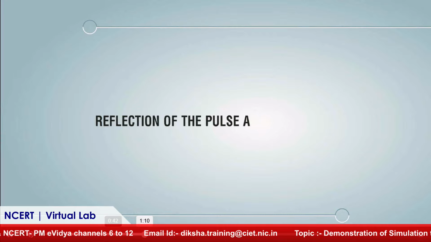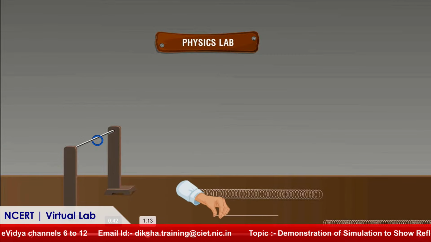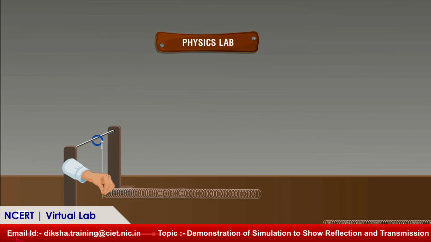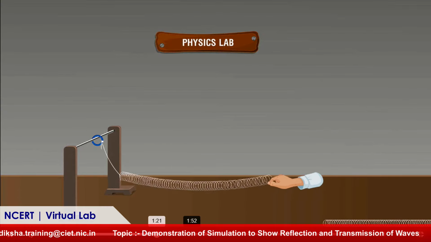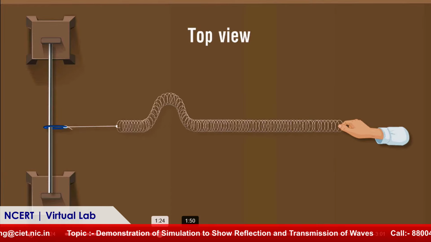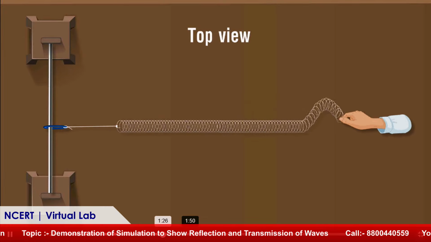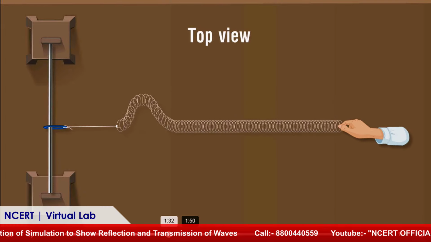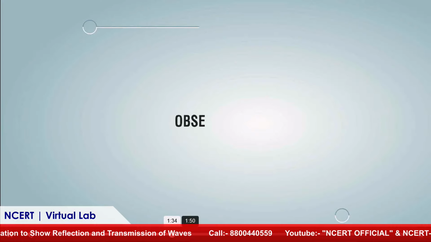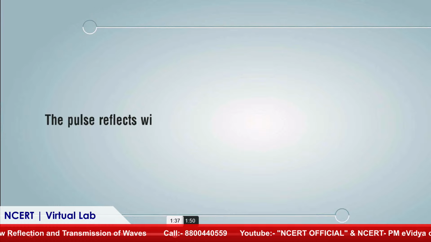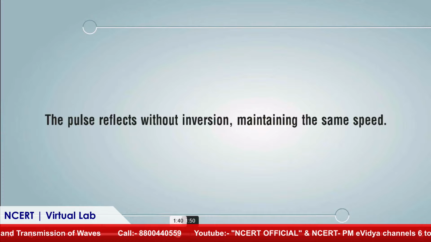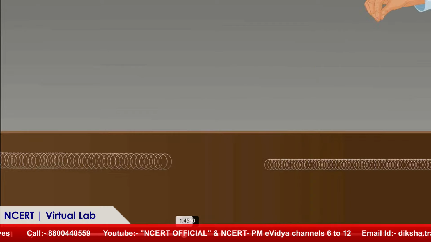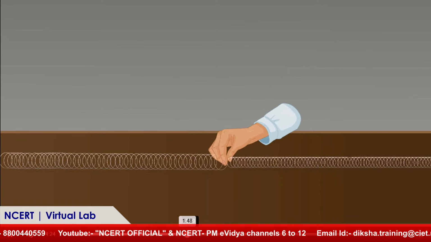Reflection of the pulse at the free end. Tie the fine thread to the movable ring. Tie the fine thread to the slinky. Hold the free end of the slinky. Give a pulse to the slinky and make sure that the pulse is parallel to the horizontal rod. Observe the reflection of the pulse at the boundary of thread and slinky. Observation. The pulse reflects without inversion, maintaining the same speed. Pulse travels from rarer medium to denser media. Join a helical long spring of high mass to the slinky.